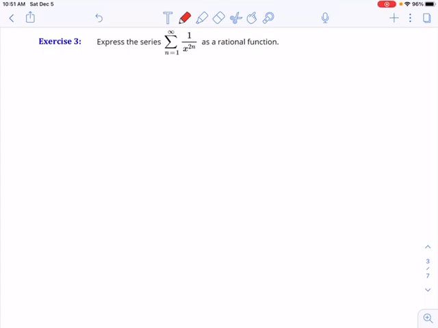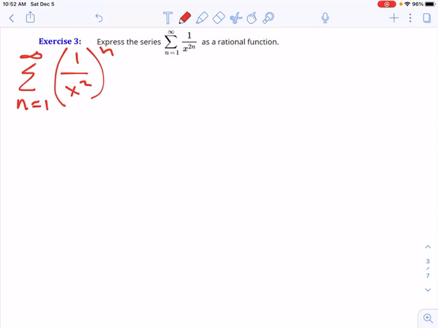In this video, we're going to express this series as a rational function. So the first thing that we want to do is rewrite this as the summation from n equals 1 to infinity of 1 over x squared to the n. Now that looks a little bit more geometric.